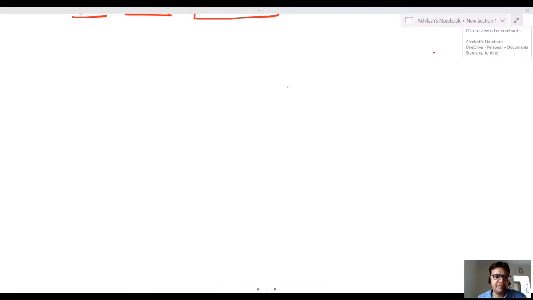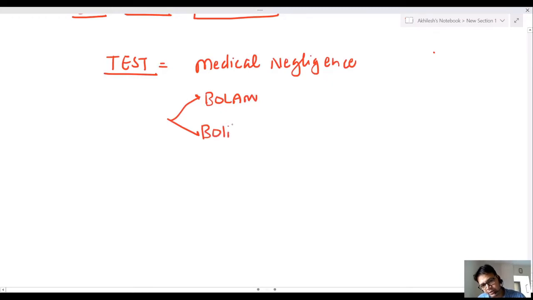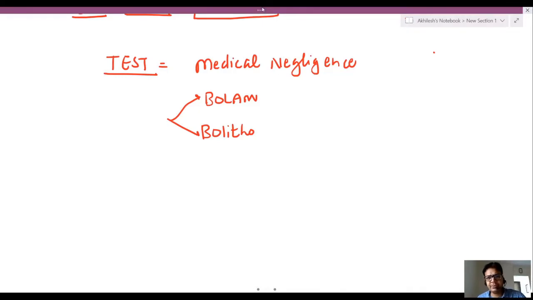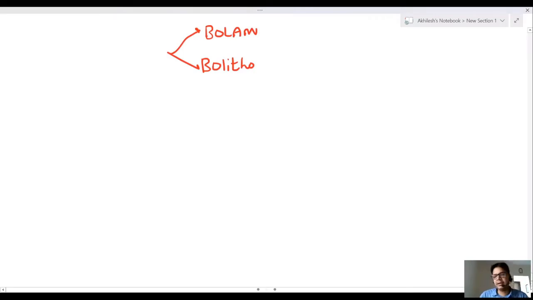Now, sir, there are some tests for medical negligence. You just remember the name of these two tests. One is Bolam test. Another is Bolitho test. Just remember the name. So these all are defenses available for a doctor during medical negligence cases.